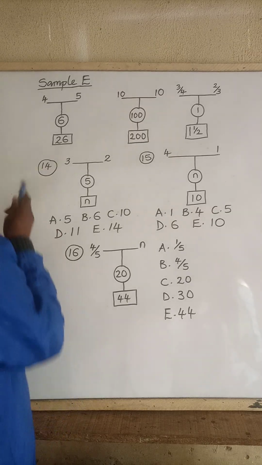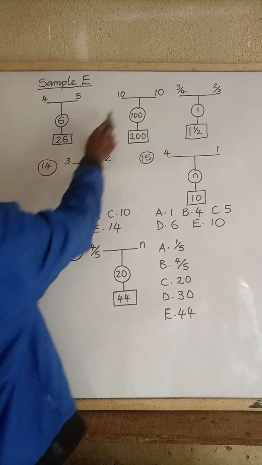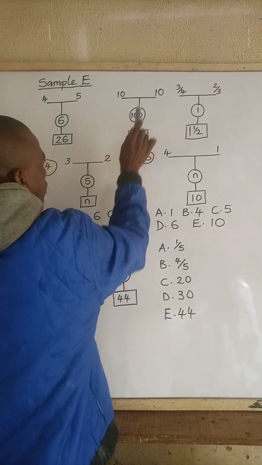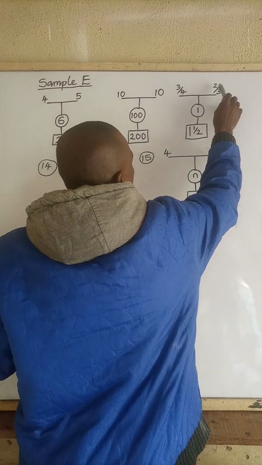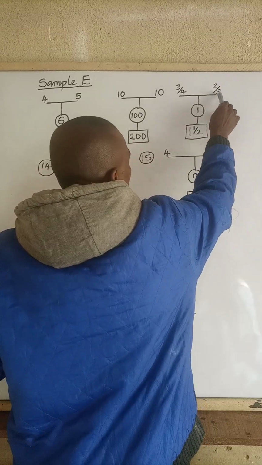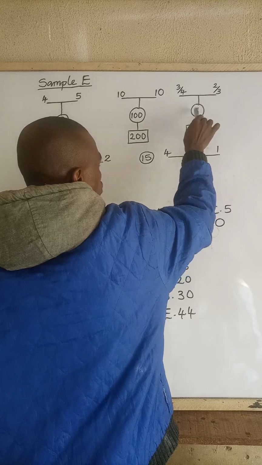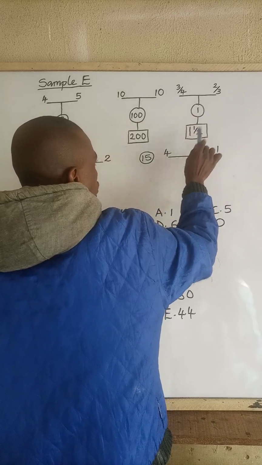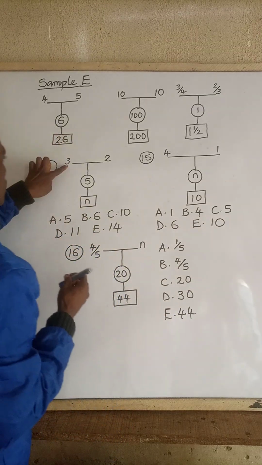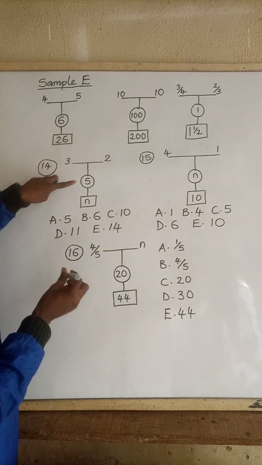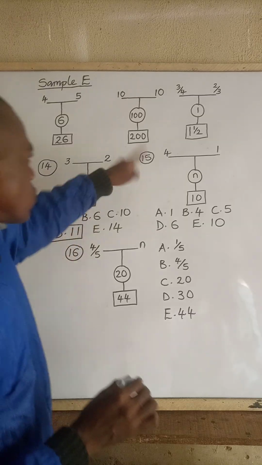Sample E. What they did here is 4 times 5, 20 plus 6, 26. 10 times 10, 100 plus 100, 200. 3 over 4 multiplied by 2 over what? 3. Okay? Whatever it gives you, which is what? 1 over 2, when you add 1 to it, it will give you 1.5. So let's apply this in solving these questions that we have here, which is 3 times 2 is 6. 6 plus 5 will give us what? 11. Option D. We move to question number 15.